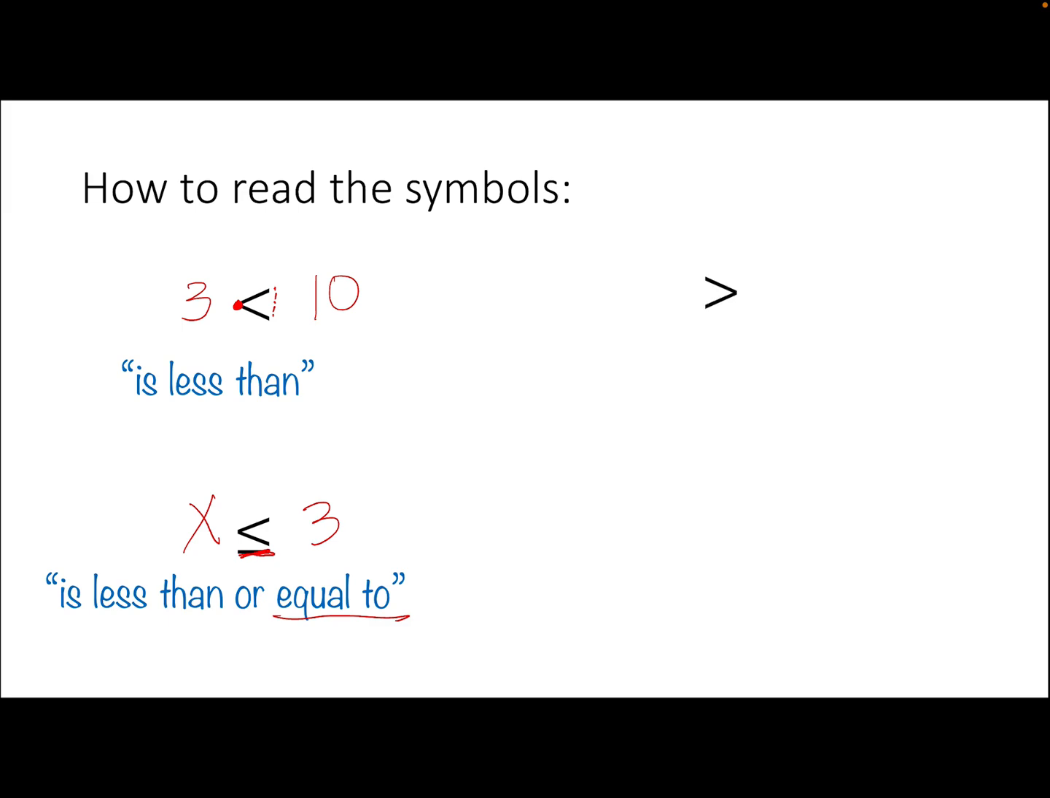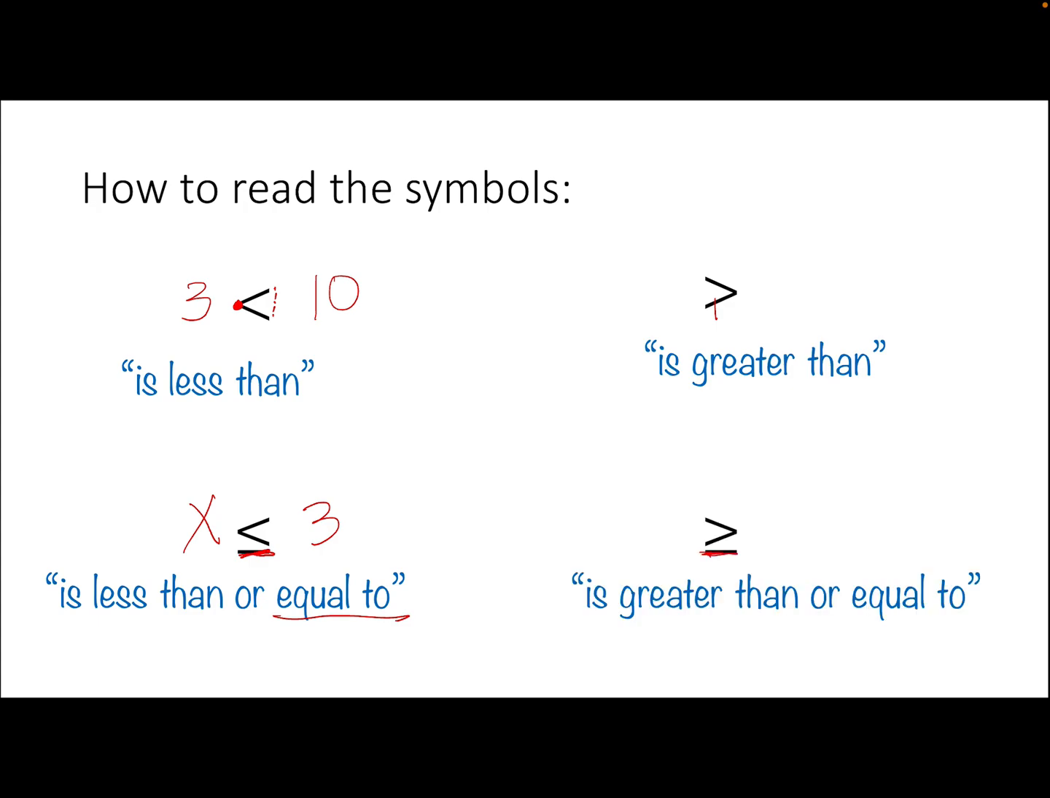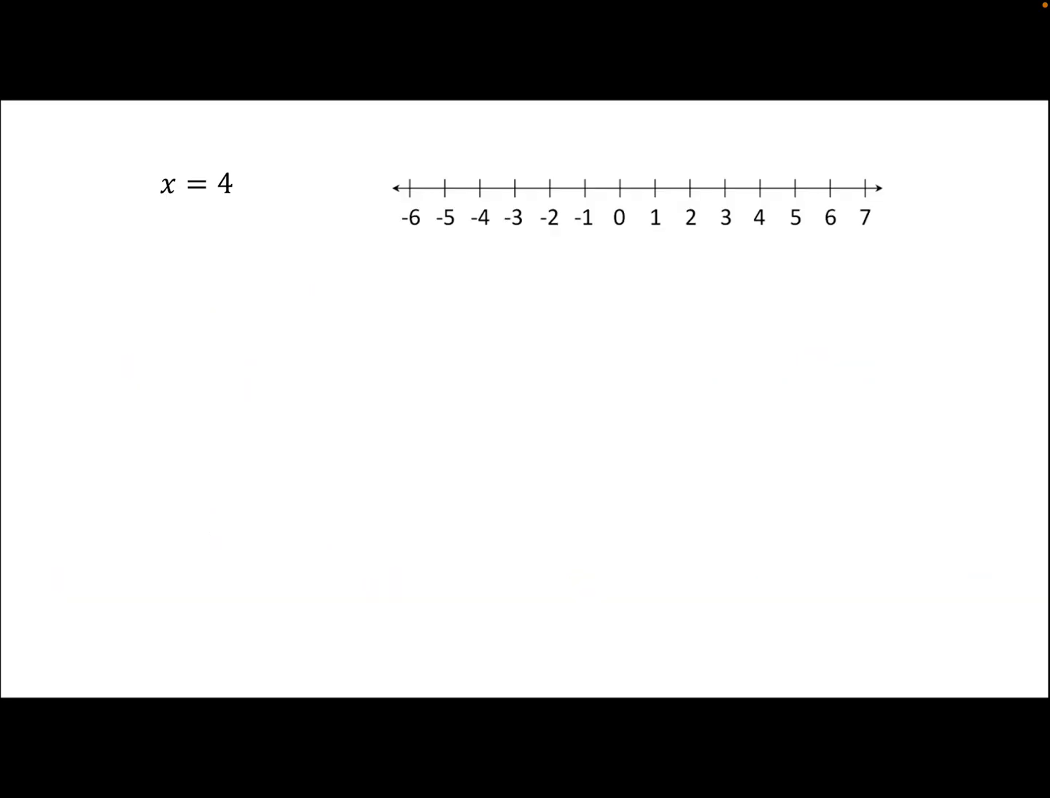The symbol is read as is greater than. So if we read from left to right, we see this side is greater than the right side. Here is greater than or equal to, is greater than or equal to. We have this line here to show that we'll include the number as well. Let's look at some examples with the graphing.